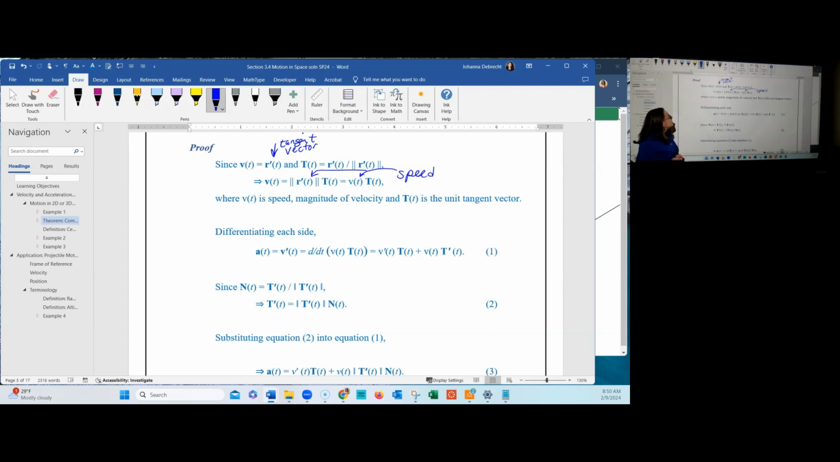Now, the next thing we're going to do is take the derivative of each side. Why? Because we're looking for the acceleration vector. We have an acceleration vector lying in the osculating plane coming off at an angle to both the tangent vector and the unit normal. We want to take that vector and split it into components that point along the tangent vector and along the unit normal, so that when we add them up, it gives us back the acceleration vector. So we take the derivative of v of t, the velocity. So this is velocity here.